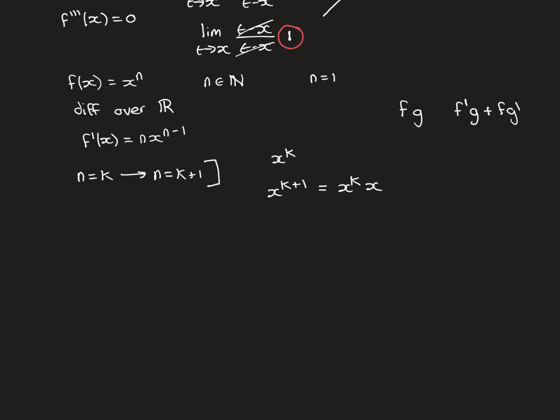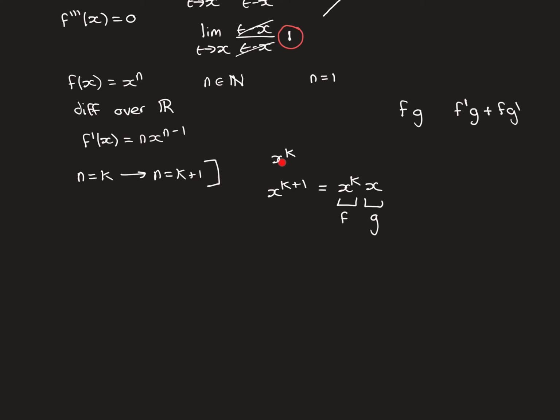So the value of the derivative of f at x times the value of the function g at x plus the value of the function f at x times the value of the derivative of g at x. So we can split x to the k plus 1 into x to the k times x. We could view this as our f and this is our g.